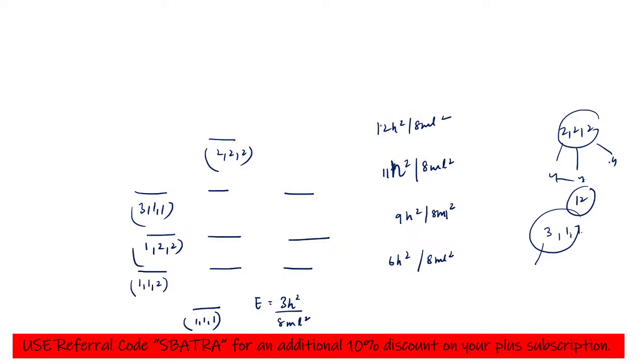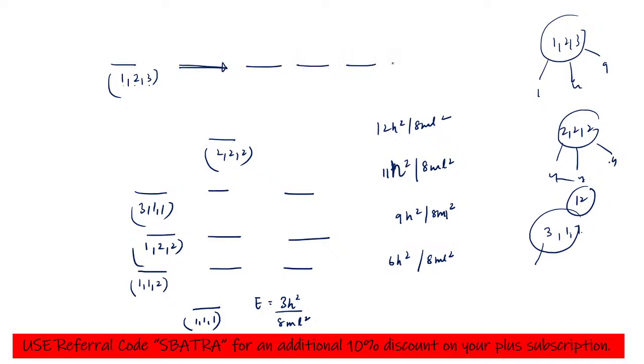Any other possibility left, just less than 15h square by 8 m l square? Yes, there is one more possibility. If I take 1 2 3, it will give you 1 plus 4 plus 9, so 14, which is also less than 15. So we can take the 1 2 3 combination. For 1 2 3 we can have six different combinations. This will give you 14h square by 8 m l square.